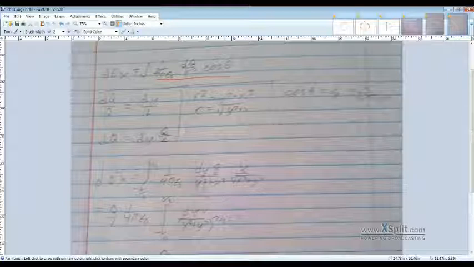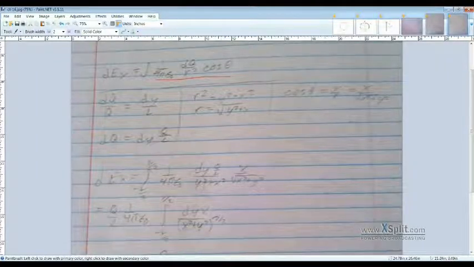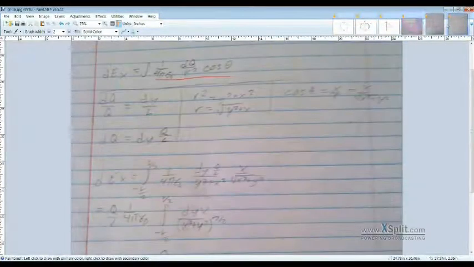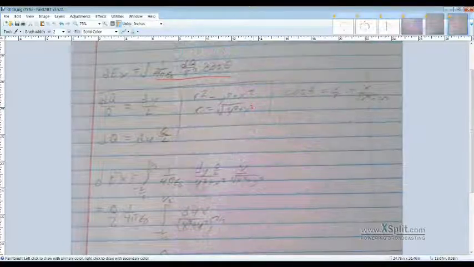And we're going to need to solve for r in terms of x and y as well. So if we use the Pythagorean theorem here, we've got a nice right triangle. We get that r squared equals y squared plus x squared, and if we solve for r, we get that r equals the square root of y squared plus x squared.